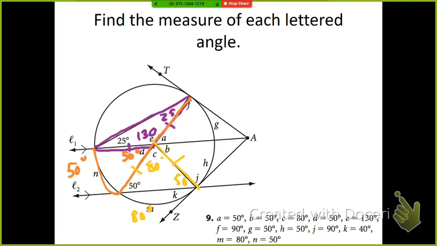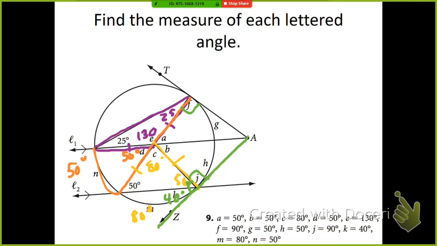Another thing you want to remember is that when you have a tangent line, like line, segment, ray, whatever you want to call it, AZ, it's going to form a right angle with the radius. So that makes angle K here 40 degrees because those two have to add up to 90. Right, angle J would be 90. Angle F would be 90 as well.